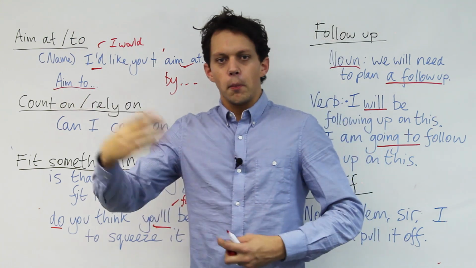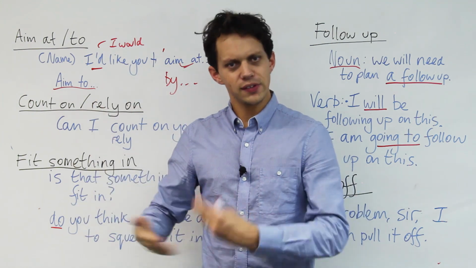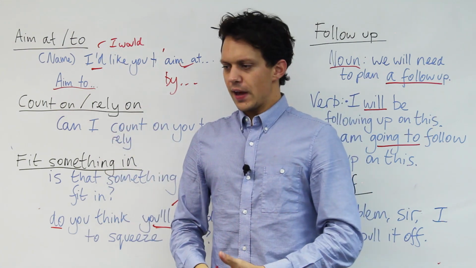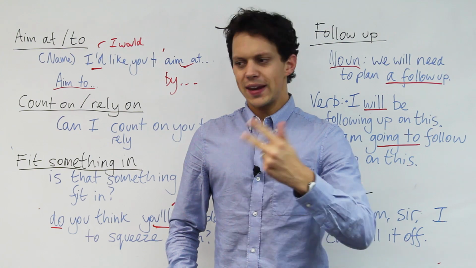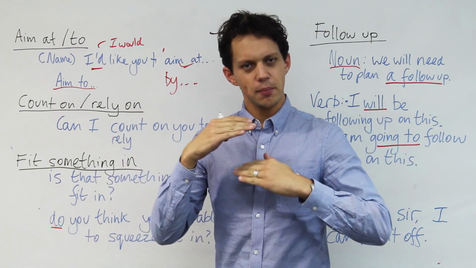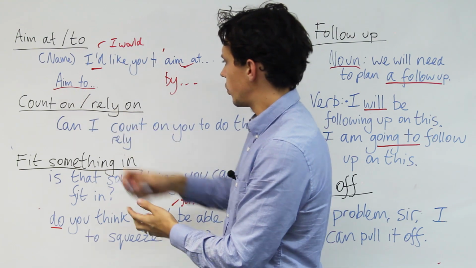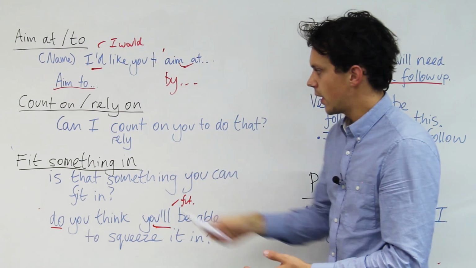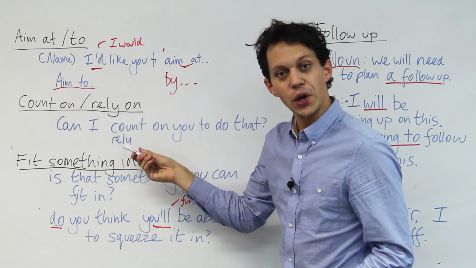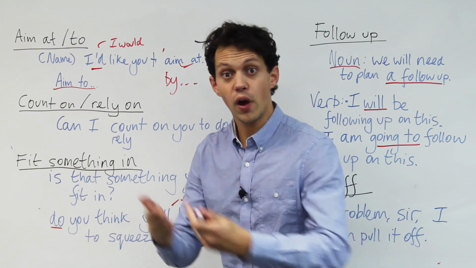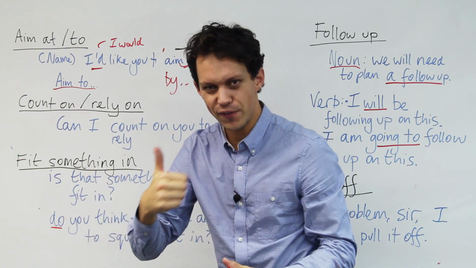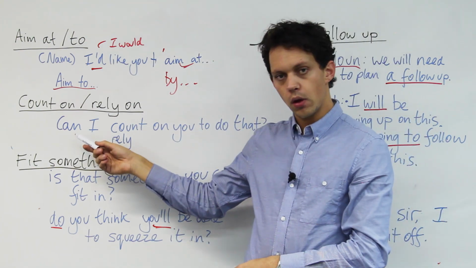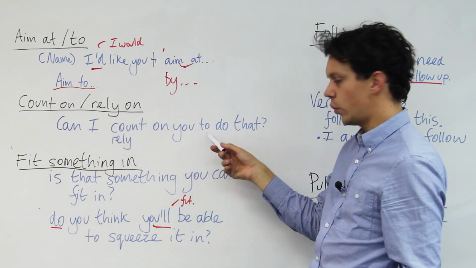Now, Bob asks me what the presentation needs to be. So I say to him, aim to have a beginning, a middle, an end with some graphs and some evidence, okay? Aim to do this, this, and this. Great. Now, count on and rely on are ways of checking, of asking if Bob can definitely do this. Okay, so I say to him, Bob, can I count on you to do that?